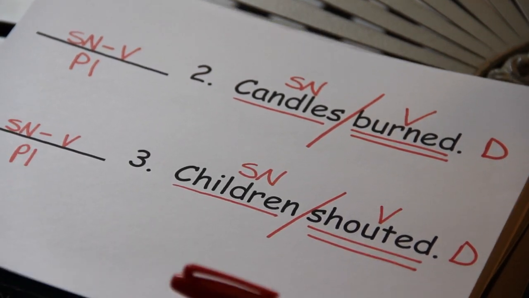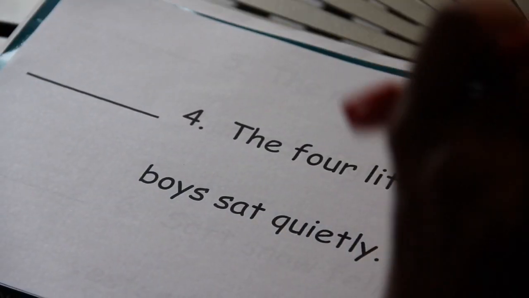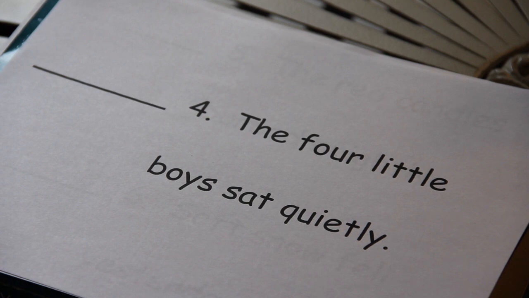So let's move on to a little bit longer, more complicated sentences. Now, sentence number 4 looks like a real life sentence. It has several words. It's a little bit more interesting to read. And so we start off the same. We're going to read the sentence. The 4 little boys sat quietly.